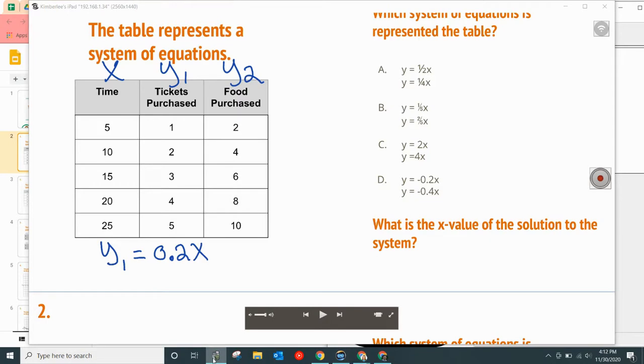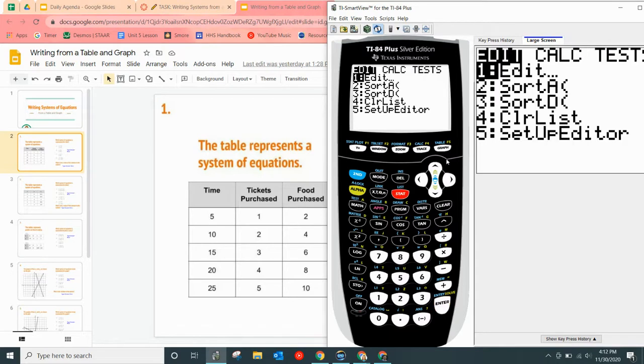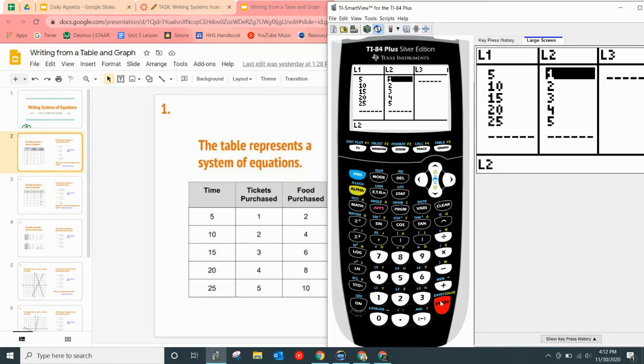Okay, now let's do our second equation. So I come over here. Oh, I forgot I have to minimize here. And I go back to stat and I hit enter for edit because I want to edit my list. My x values are going to stay the same. Now I just have to change out this second column to the food purchased. So that's 2, 4, 6, 8, and 10.